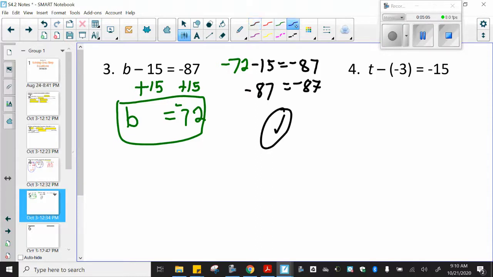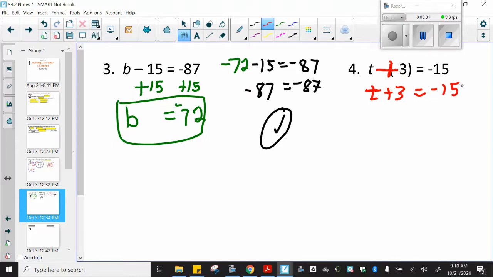All right, here's one example of where it can go goofy. T minus a negative 3 equals 15. When we deal with minus a negative, I want you to take your pencil. I'm going to do it in red so you can see it. Take your pencil, go across here and down here, and rewrite it as T plus 3 equals negative 15.